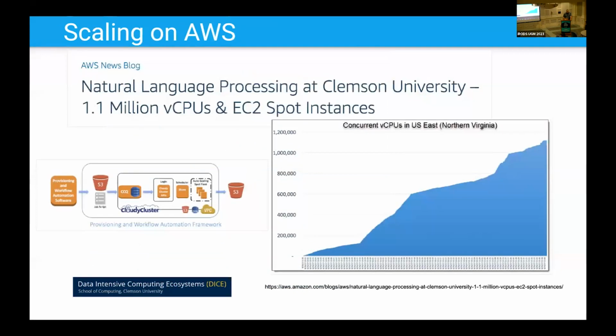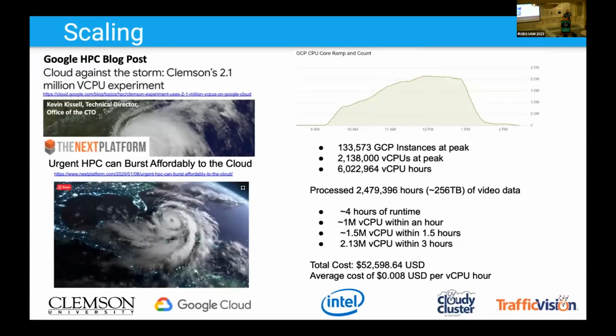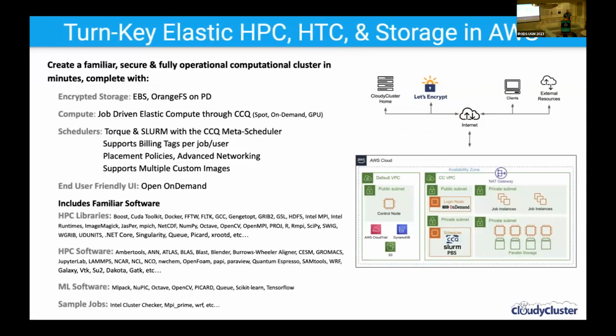We have done some scaling exercises in the cloud. This 1.1 million vCPUs in AWS. We also, Google wanted to do a little better, so we helped them do 2.1 million vCPUs. This was in conjunction with Dr. Apon at Clemson University. And this is kind of the overview slide of what our current product, Cloudy Cluster, does, which really lets you spin up high-performance computing, put hints in jobs, and provides a UI to kind of do all of that easily in Google and AWS.